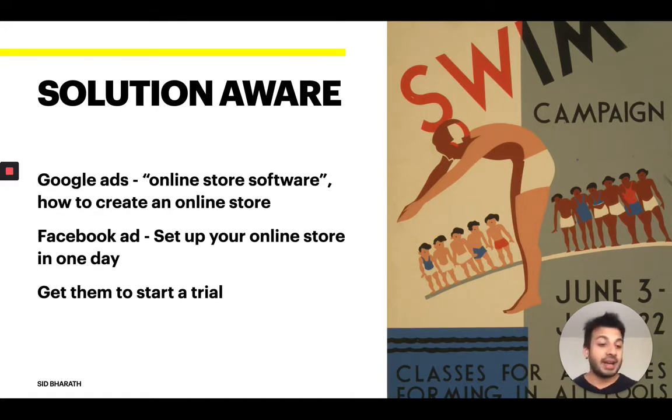So what kind of ads can you run solution aware? Well, let's go back to the Shopify example. If people were trying to find a solution on how to build an online store, then something they could be searching for is online store software, right? So you can run Google ads to those sort of intent keywords. You could set up Facebook ads that target lookalike audiences to existing customers, and you can get them to start a free trial, or you could take them to a blog post that explains the benefits of an online store software and then gets them to start a free trial.